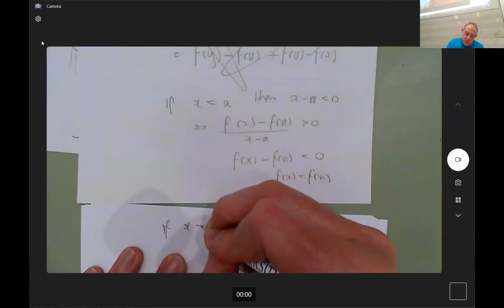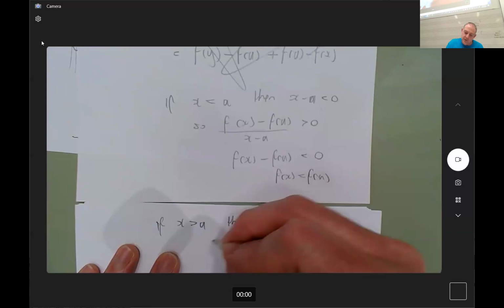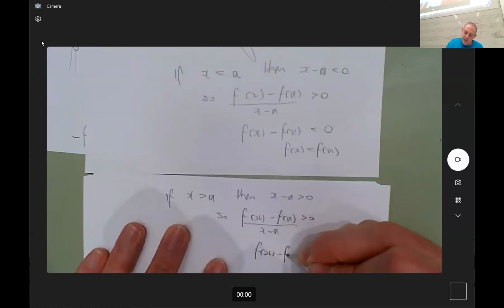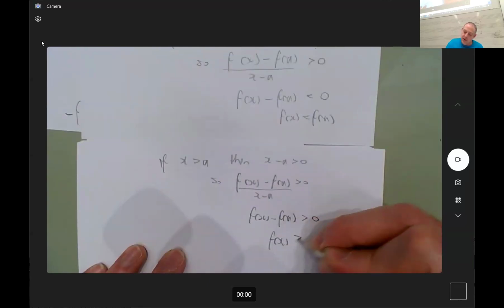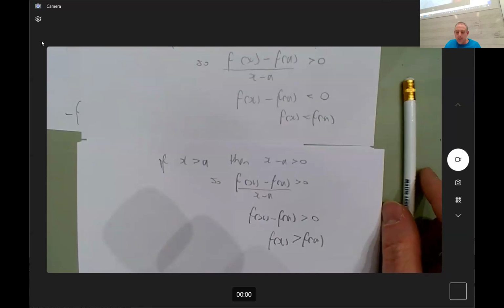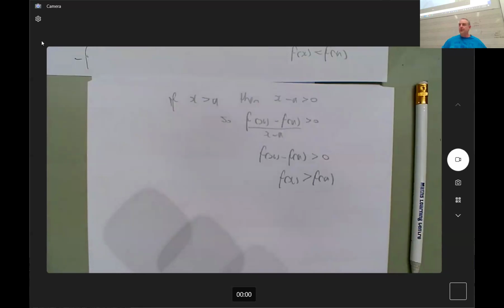And if x is more than a, then x minus a is positive. So f of x minus f of a is greater than 0, becomes f of x minus f of a is positive, and therefore f of x is greater than f of a. Right. So definitely, if you are at a point where the derivative is positive, then there is a zone around it where everything on the right-hand side is above f of a, and everything on the left-hand side is below f of a.